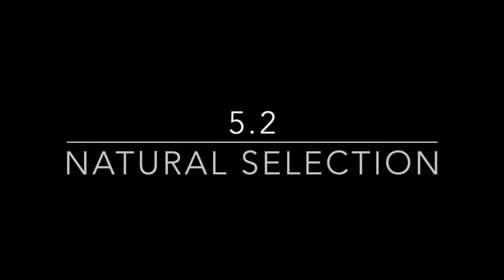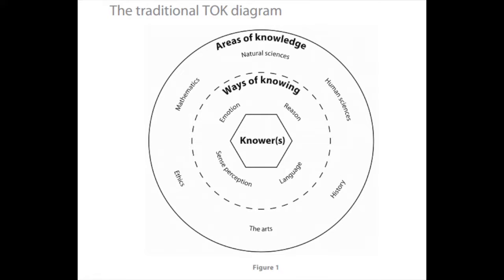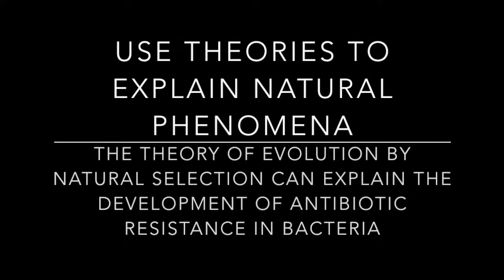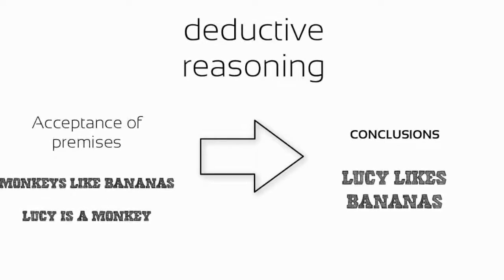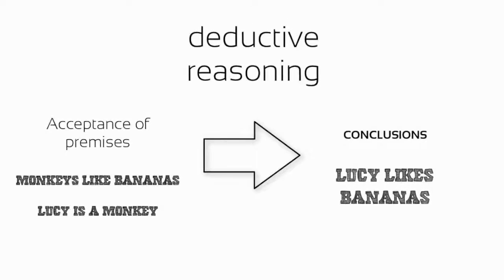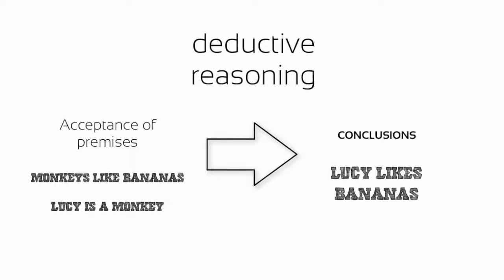Of the ways of knowing in the theory of knowledge, the natural sciences rely most on reason. There are two types of reasoning, inductive and deductive. Inductive reasoning is the process by which specific observations are used to draw general conclusions, specific to general. Deductive reasoning is the process by which a general conclusion is used to predict specific outcomes, general to specific.